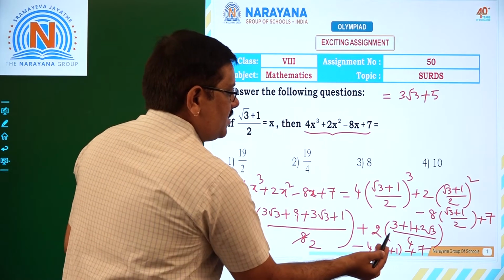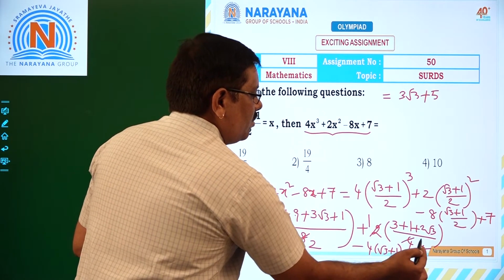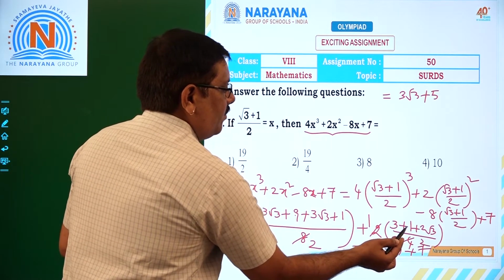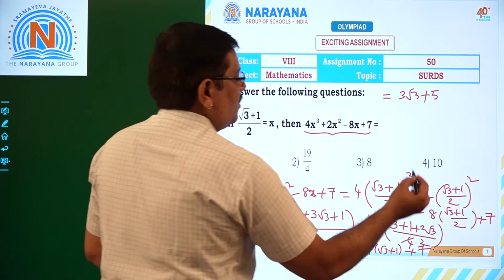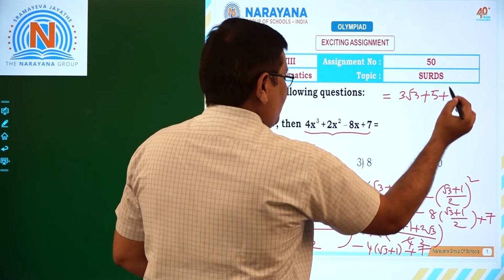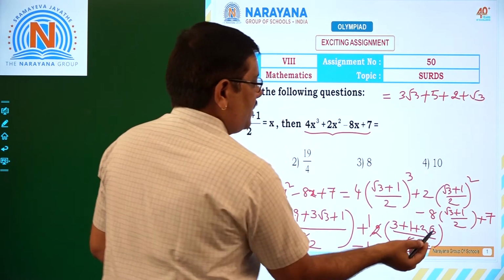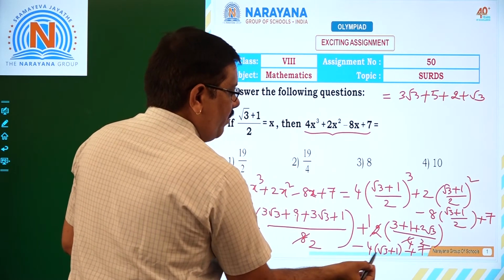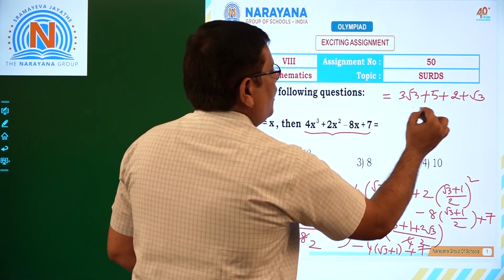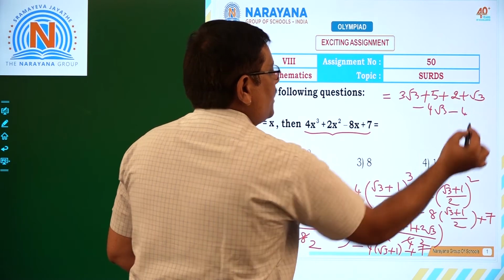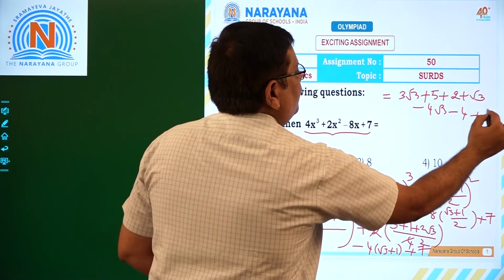Now if you look at this, here the 2s cancel. Next, 3 plus 1 is 4, so 4 plus 2 root 3. So simply we can write it as plus 2 plus root 3. Next, if you look at this, here we have minus 4 root 3 minus 4, and we have plus 7.